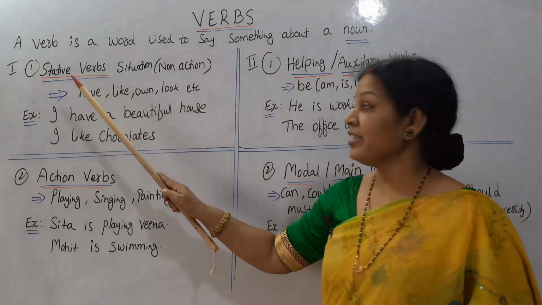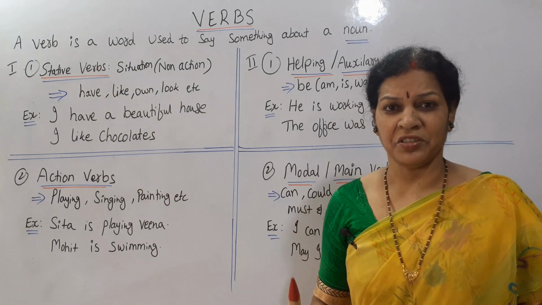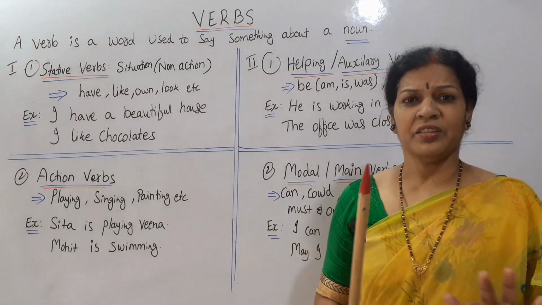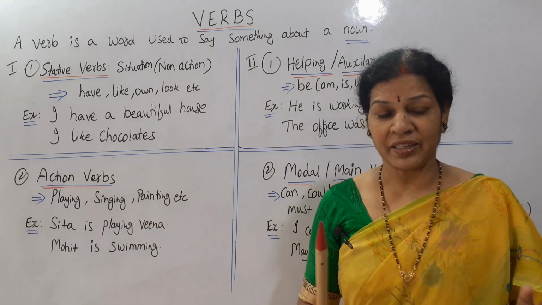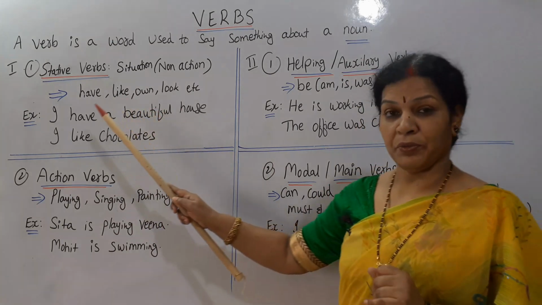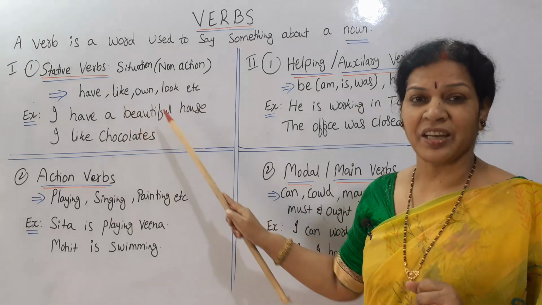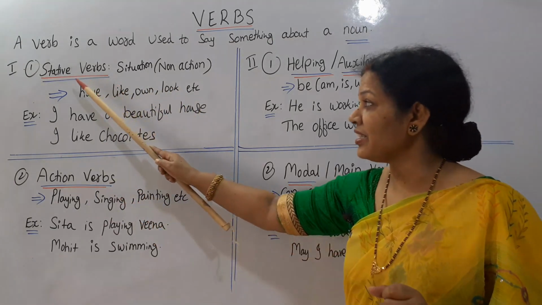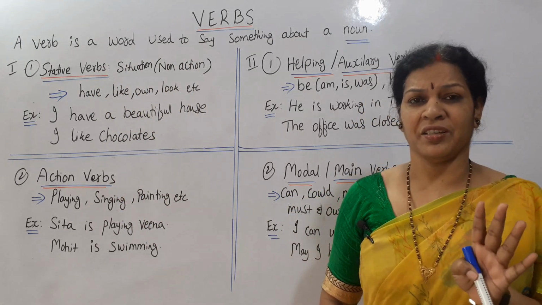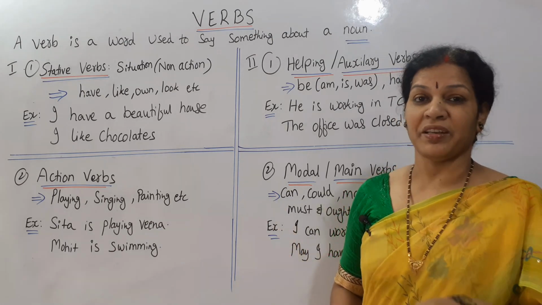The first one is stative verbs. Stative verbs describe a situation. They describe any kind of non-action. It is like I have, this is happening, it describes the situation, right? Now for example, you can take words like have, like, own, look. This kind of words you can take as stative verbs. There is no action, only the status. Stative verbs describe that particular situation, right?